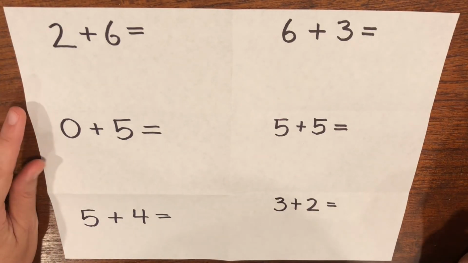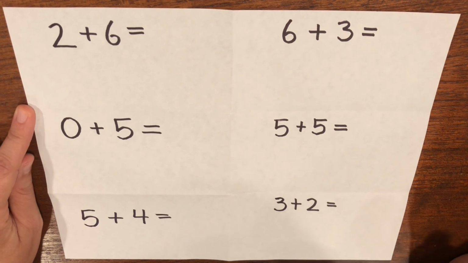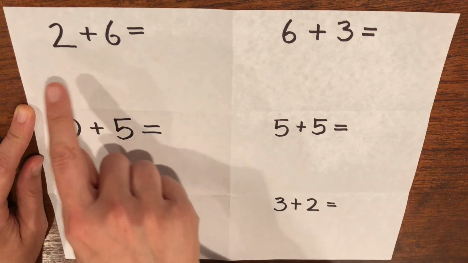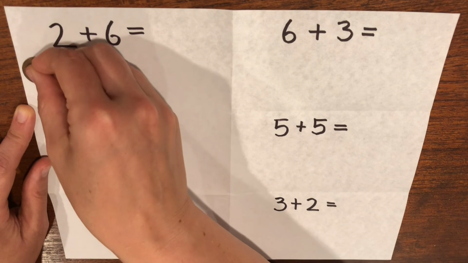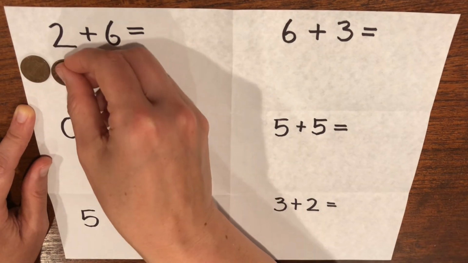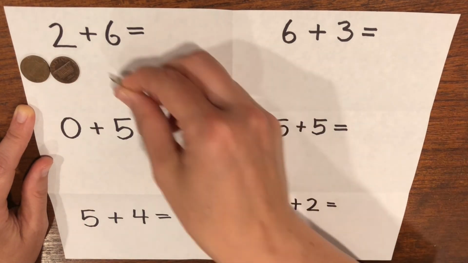All right, my friends, we've got 6 problems to solve. I'm going to model it with coins, but you can always do a quick pick if that's what you prefer to do. So let's start here. 2 plus 6, 2 plus 6. So I need 2 pennies for my 2, and I think I'm going to use 6 dimes for my 6.